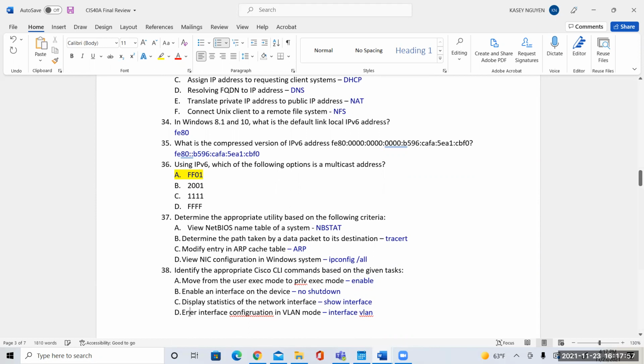Sorry, I'm missing a T here. Enter interface configuration. I have a typo too. In VLAN mode, that will be interface vlan.